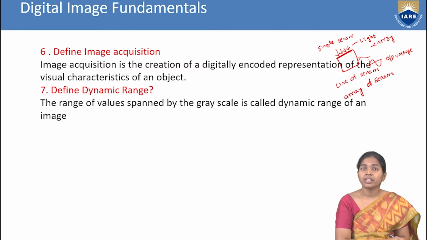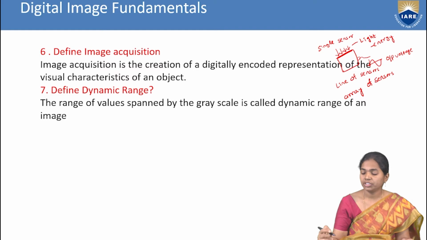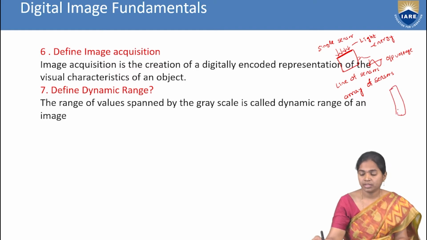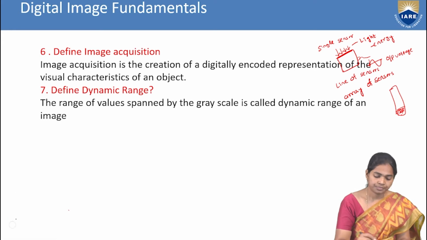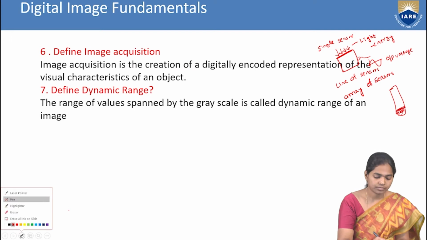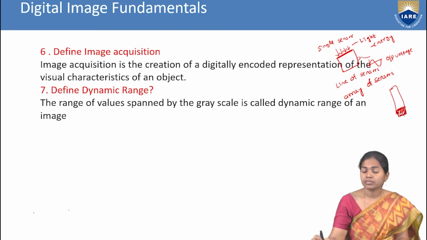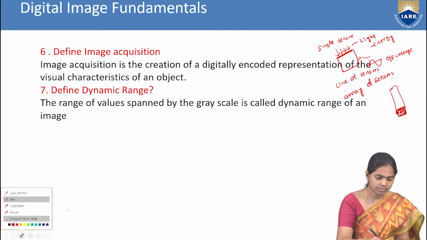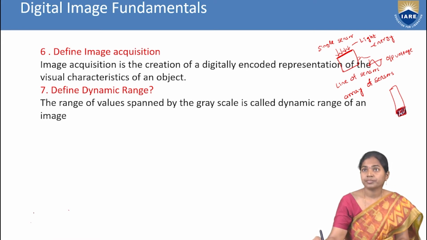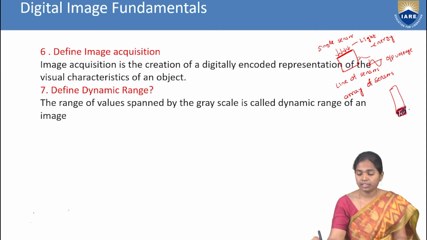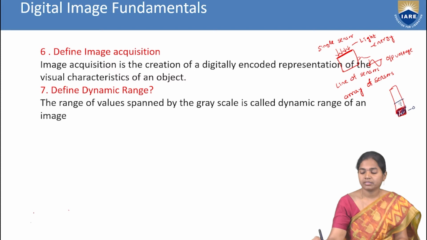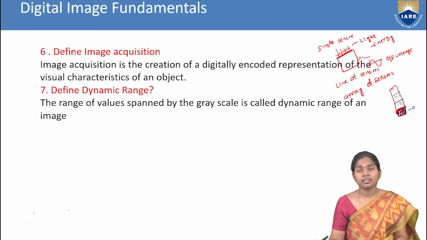Define dynamic range. The range of values spanned by the grayscale is called the dynamic range of an image. Consider one image in gray levels. For example, in the grayscale, white means the maximum gray level, and this is dark, completely black color. For black the gray level value is 0. Next comes some gray, a little bit, and next it is white. This is the dynamic range of grayscale representation.